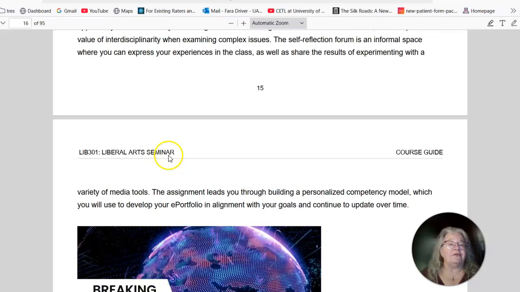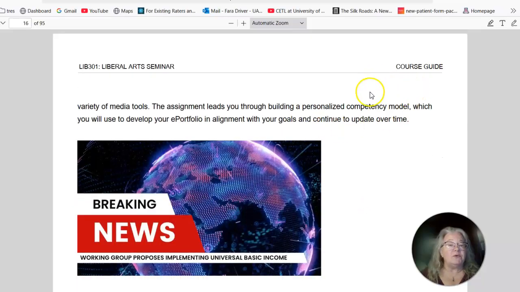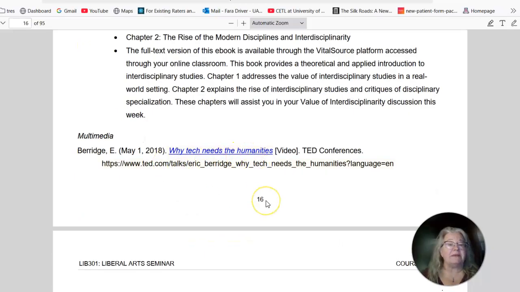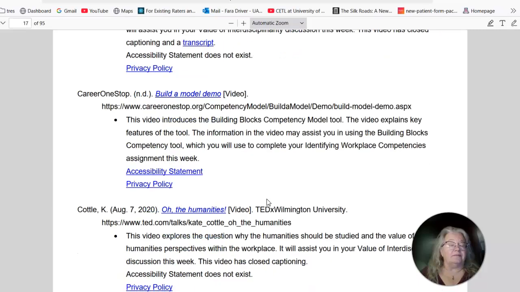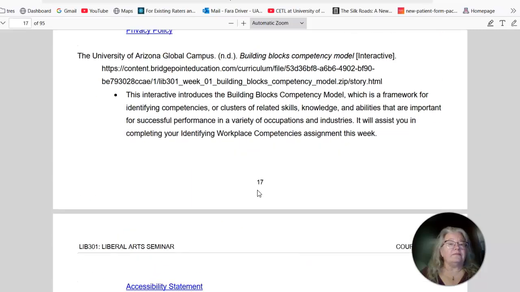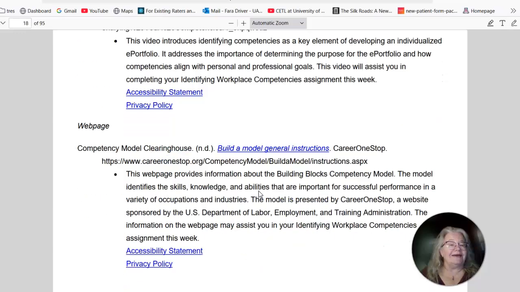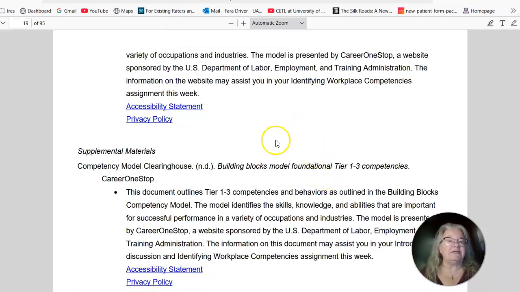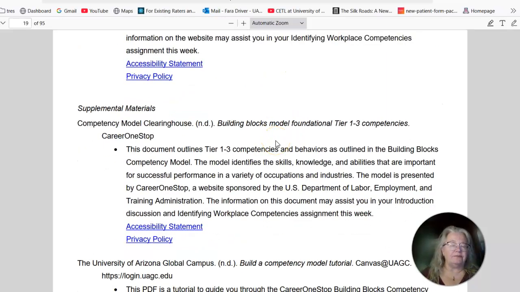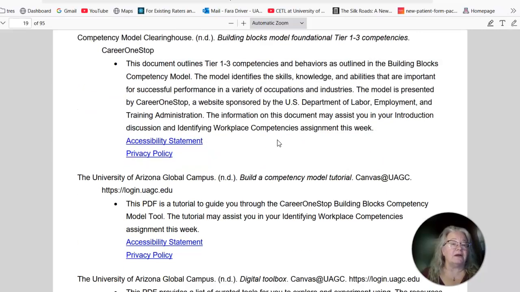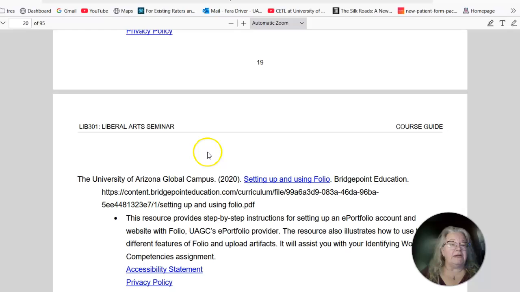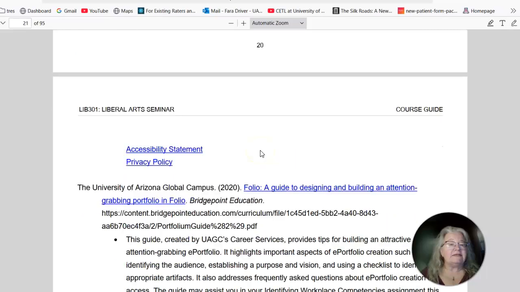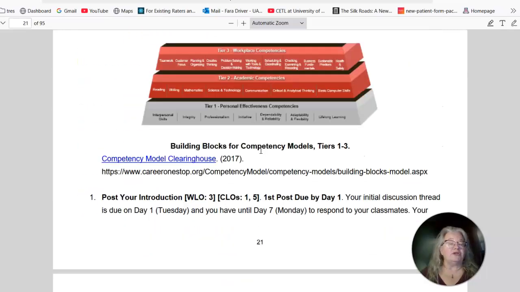Okay, and then this is the introduction for this week. I encourage you to read it. This is going to give you kind of the outline of what we're doing this week and what you'll be looking for, and then your required readings and resources, your required multimedia, of which there are several here. Required web page, required website, because competency models you'll have to define and create your own competency models for yourself. And then all the other fun things here, setting up how you're going to do it, then the recommended resources, and then what you actually have.